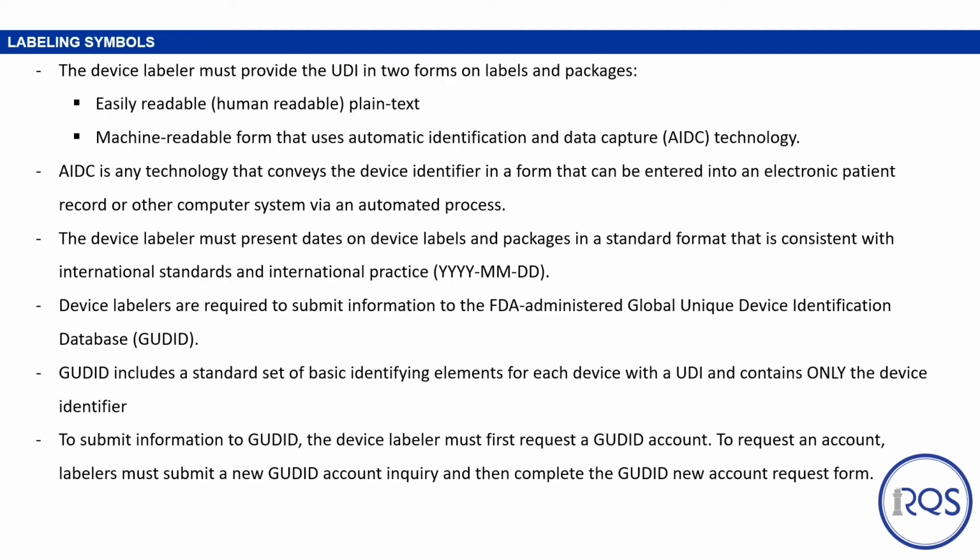The device labeler must provide the UDI in two forms on labels and packages. This includes easily readable or human-readable plain text, as well as machine-readable forms that use automatic identification and data capture technology, or AIDC technology. AIDC is any technology that conveys the device identifier in a form that can be entered into an electronic patient record or other computer systems by an automated process. This is like a barcode.